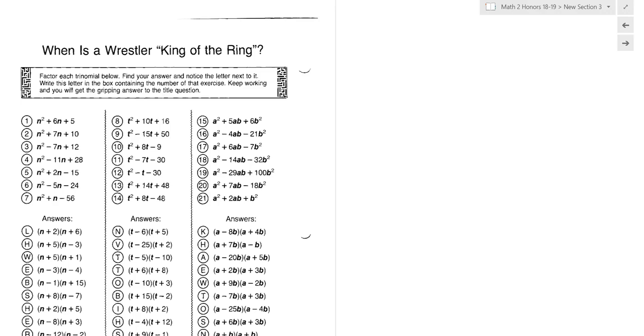Page 90. It says, when is a wrestler king of the ring? So we're factoring the trinomial, and then finding our answer and writing a letter next to it in the correct box. Okay. So we're going to look at number 1 first.